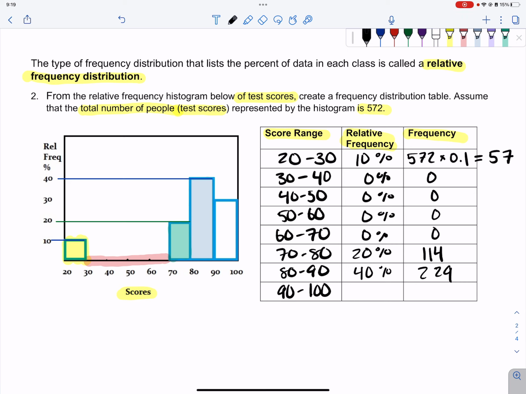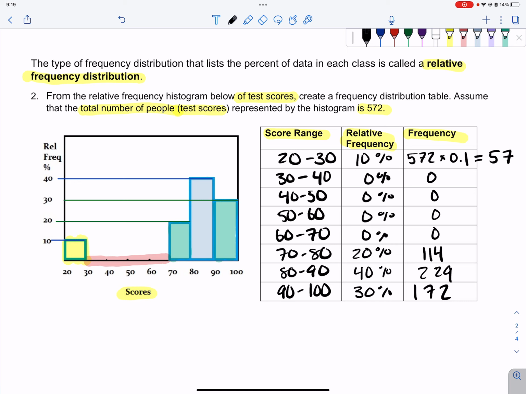And then lastly, our last bar here from 90 to 100. And if we draw over to that, we can see that it's at about a height of 30. So this would be 30%. And now for the frequency for that one, 0.3 times 572. Round that up, and we should get 172 for the number of people in that region.